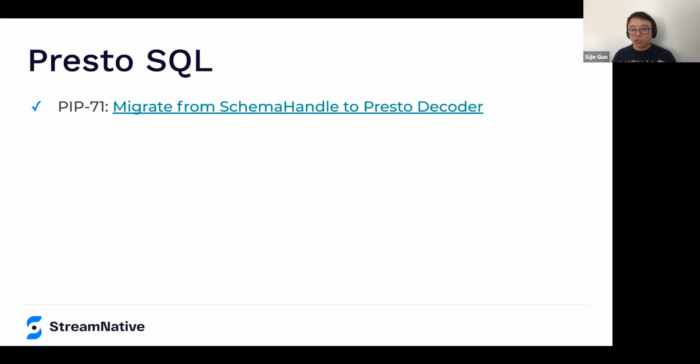So PIP 71 changed the way we do the integration between Presto and Pulsar. We switch from schema handler to Presto decoder, which means we don't need to write our own code to interpret the data stored in Pulsar into the Presto types. We can just use existing Presto decoders to read those data that are encoded in different types of schemas. And the benefit is you can always get the latest updates and enhancements that Presto made in their decoders. So it reduces the overhead for us to maintain the customization code and benefits a lot of users as well.